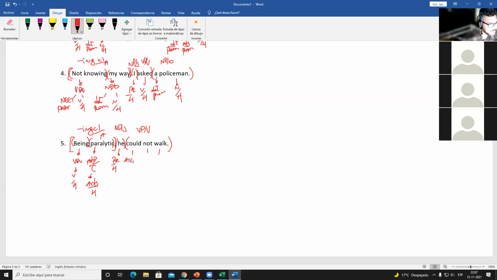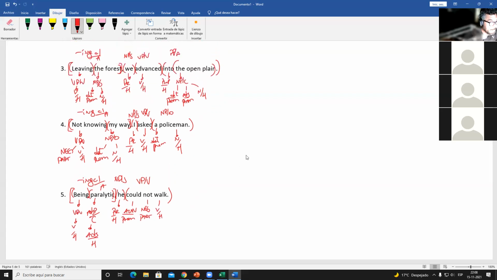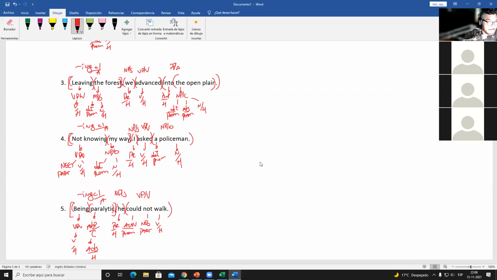Could, auxiliary verb. Not es una negative particle. Walk, verb head. Y eso es todo lo que necesito que haga en la cátedra, en el ejercicio 2. ¿Alguna duda de lo que hice? La verdad es que no, porque como ya es como el mismo proceso, solo que le sumo ahora digo, la ing clause y el tema de la negative particles y como que se le sumó nomás como a lo que hacemos siempre dentro del análisis.